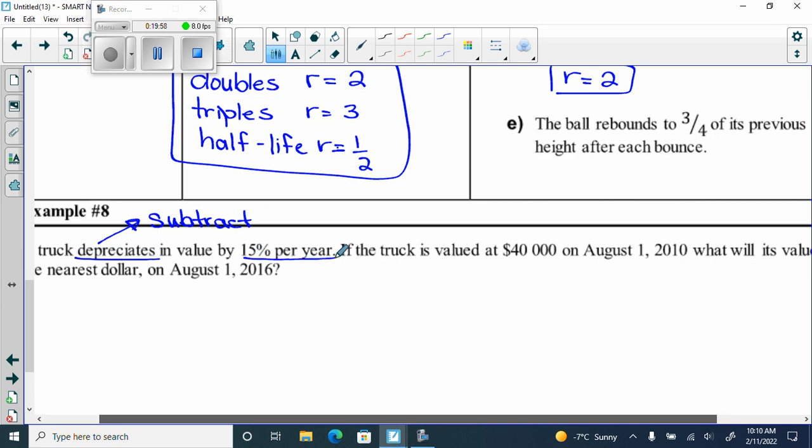So am I going to subtract it from 1 or 100? 100, because it's in percent. So I'm going to go R equals 100%. If it wasn't in percent and it was in decimal, I'd do a 1. So it's 100% minus 15% gets me 85%. But I need to get the percent symbol to go away, so I divide by 100, and I get 0.85.